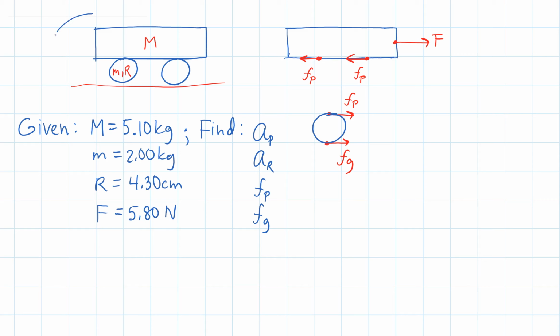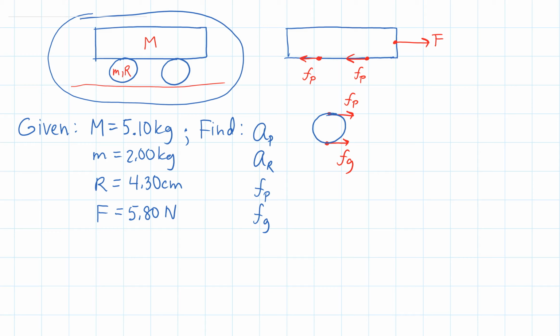So right here is our picture of the situation with a plank and two rollers. And what I've done is I've drawn the free body diagram for the plank and the rollers. And these are, as we talked about earlier, that the plank has a force given to the right, 5.80 newtons, and two frictional forces from between the plank and the rollers pointing to the left.